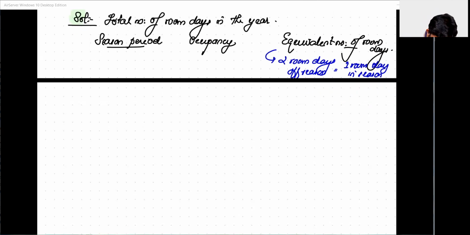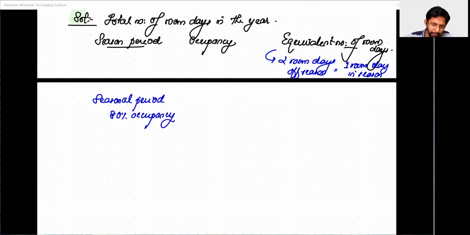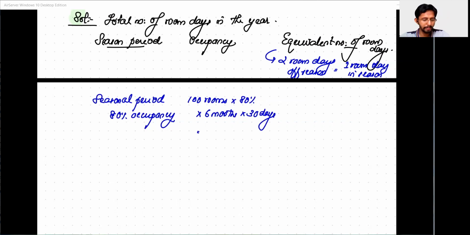Season period, we are taking seasonal period where you will be getting 80% occupancy. How many rooms do you have? You have 100 rooms and you are expecting 80% capacity. And you say that you have 6 months during the season and every month there will be 30 days. So 100 into 80%, 80 into 6 into 30, that will be 14,400.